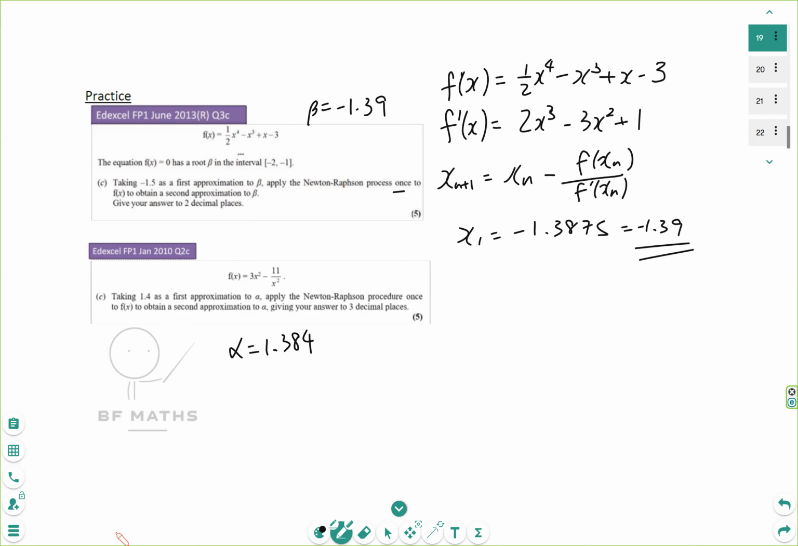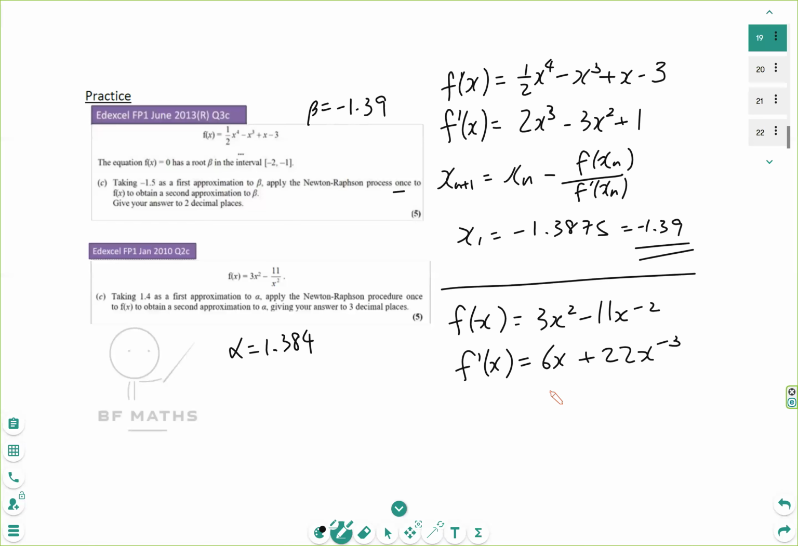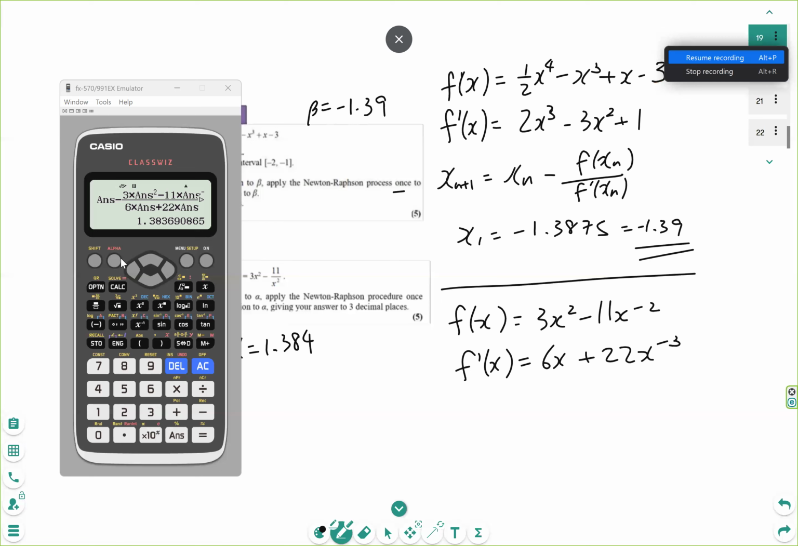Okay, now if you're happy with this, pause the video, have a go at this one again. If you got the first one wrong, you should get 1.384. The question wants you to use it once again to three decimal places. So this is the calculator display you should have. You check it one by one. Okay, and that's it. Right, moving on.